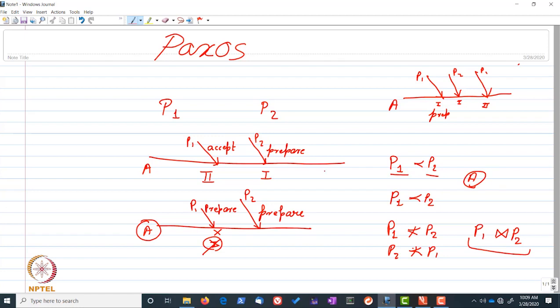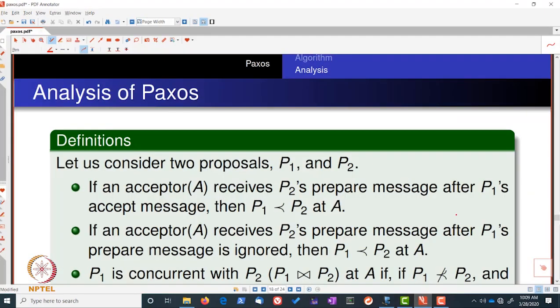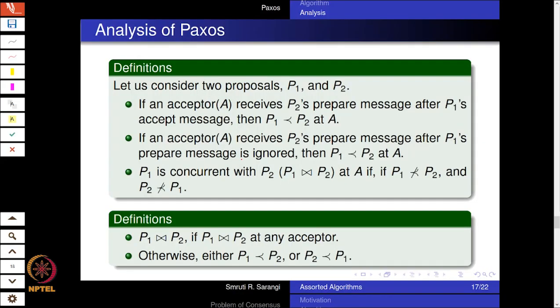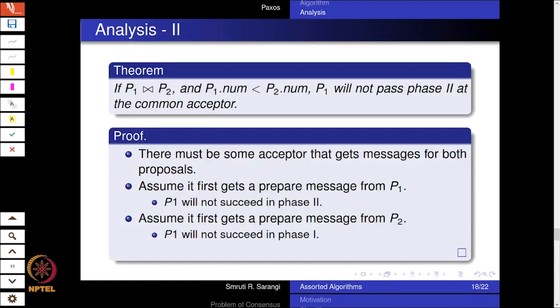So now let's go back to our slide presentation. All right. We say P1 is concurrent with P2 at A if P1 and P2 don't have a precedence relationship between each other. And at any acceptor, if P1 and P2 are concurrent, then we say that P1 and P2 are globally concurrent. Otherwise, at all acceptors, a precedence relationship holds. So now we'll prove a sequence of 3 theorems which will essentially prove that Paxos successfully achieves consensus.